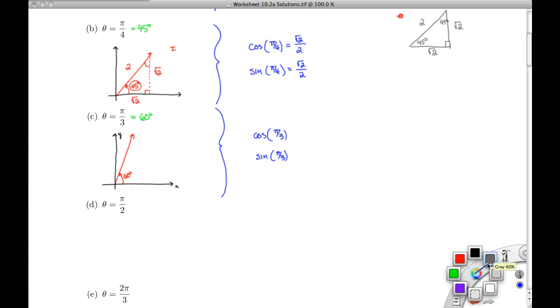The other triangle that you'll need to know is a 30, 60, 90 right triangle. So it would look like this, and this is not perfectly to scale, but you get the idea. Let's say that this is a 60-degree angle. That means that this angle would have to be 30 degrees, and we've got 90. Again, let's let the hypotenuse just be 2.